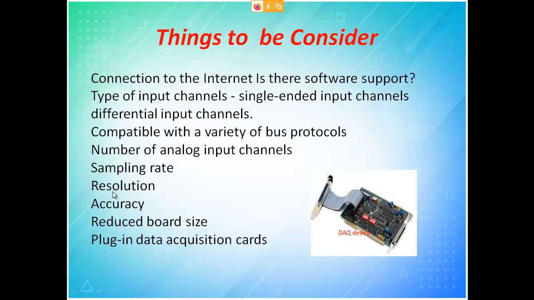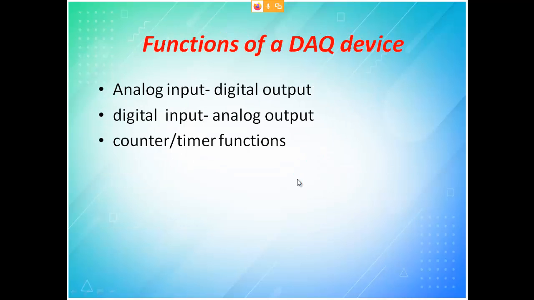Higher the sample rate, you will have higher the resolution. Higher the resolution, you will have higher the accuracy. Then reduce board size. Then plug in data acquisition card. When you plug in data acquisition card, it will have all inbuilt conversions, so automatically it will convert. For example, I have told some protocols, so all these protocols will be inbuilt here. So when you give the data, automatically it converts into that particular protocol and tries to send.